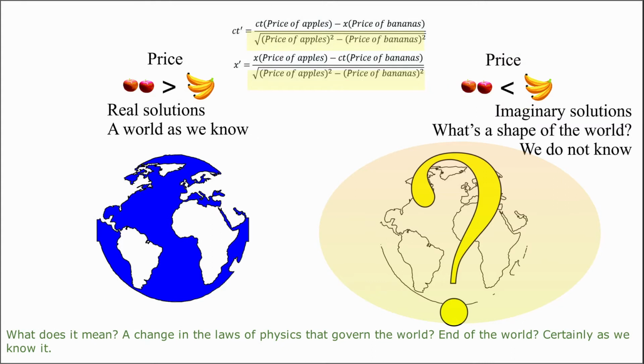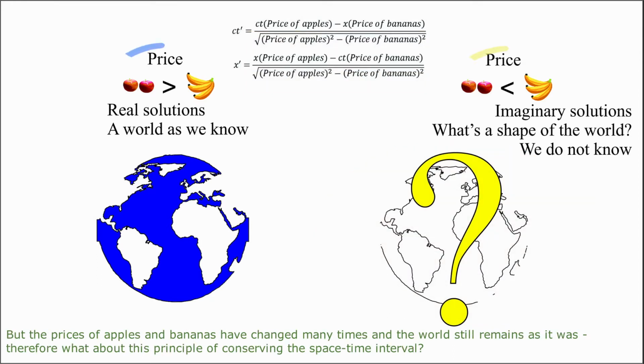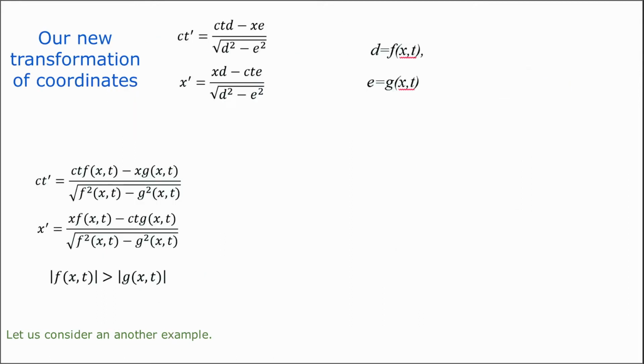What does it mean? A change in the laws of physics that govern the world? End of the world? Certainly, as we know it. But the prices of apples and bananas have changed many times, and the world still remains as it was. Therefore, what about this principle of conserving the space-time interval?